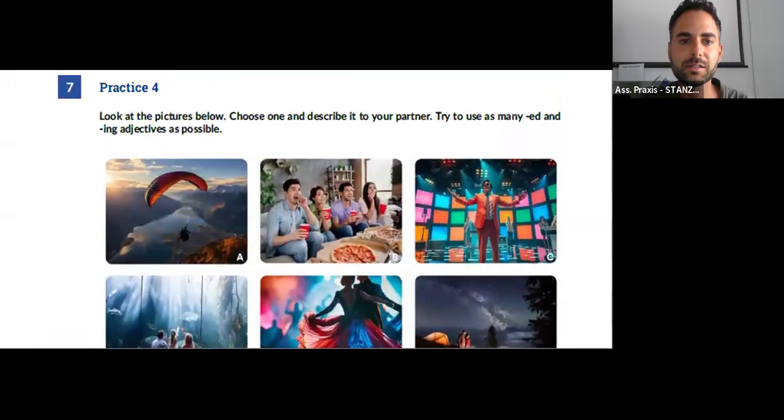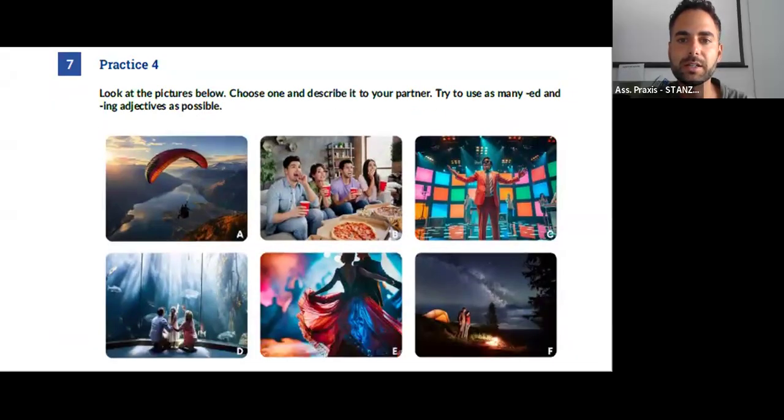Here. Look at the pictures below. Choose one and describe it to your partner. Try to use as many ed and ing adjectives as possible. So I want you now to choose one of those pictures there. I'm gonna go for number two. So I think letter B, picture B.